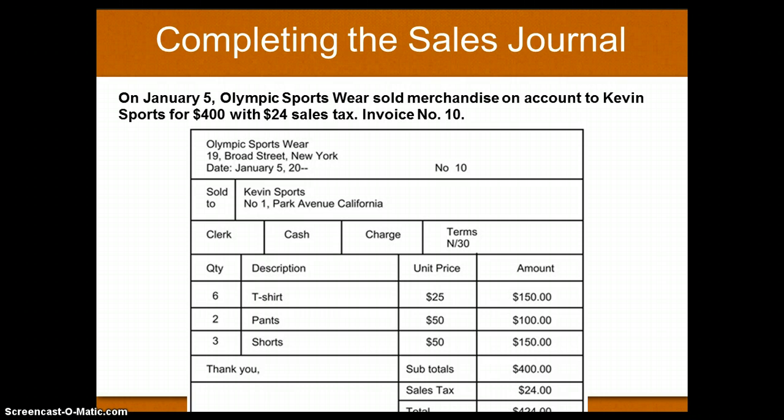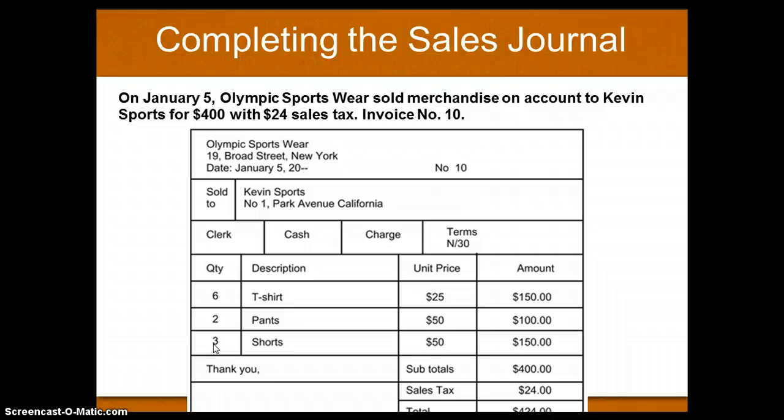All right, so this is what an invoice would look like. We're going to go through an example of recording entries into a sales journal. Say we are Olympic Sportswear, and on January 5th, we sold merchandise on account to Kevin Sports for $400 worth of merchandise and $24 worth of sales tax. And this is all recorded on invoice number 10. So this is what that invoice would look like.